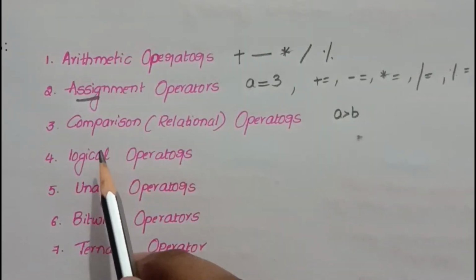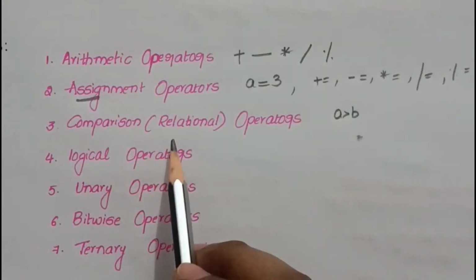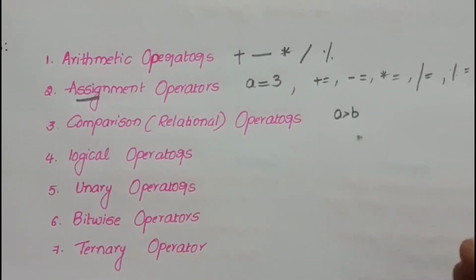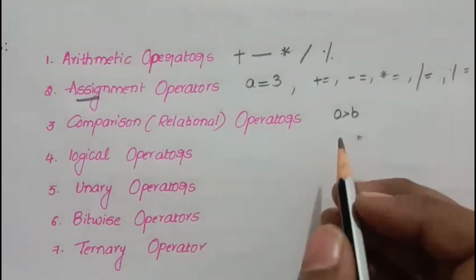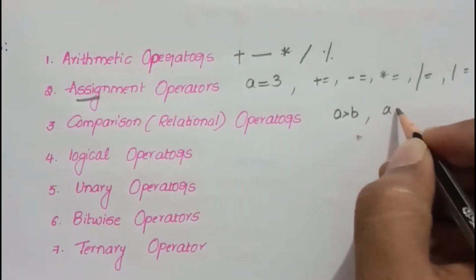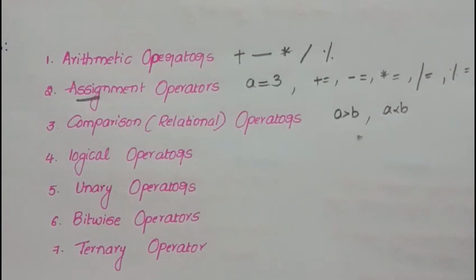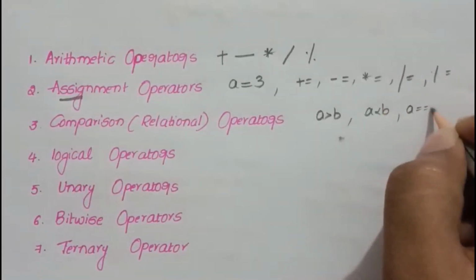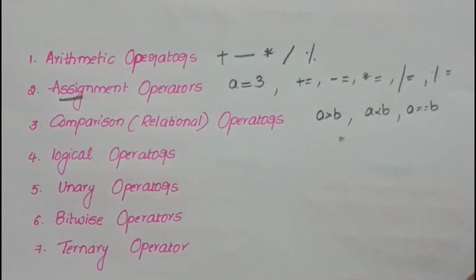And the third type of operators are known as comparison or relational operators. These are used to compare values of two variables, like is a greater than b or is a less than b. What we are doing here, we are comparing the values of a and b. Are a and b equal in value? Like this, there are multiple types of comparison operators.